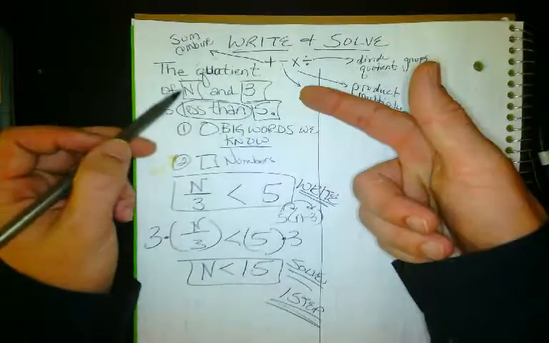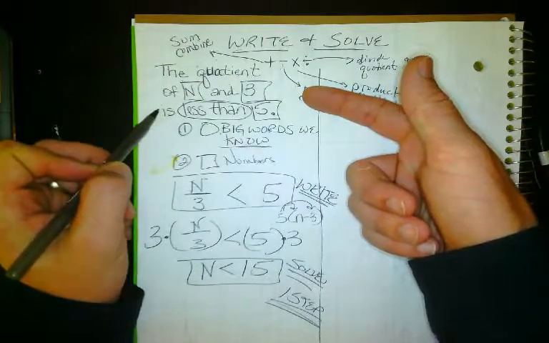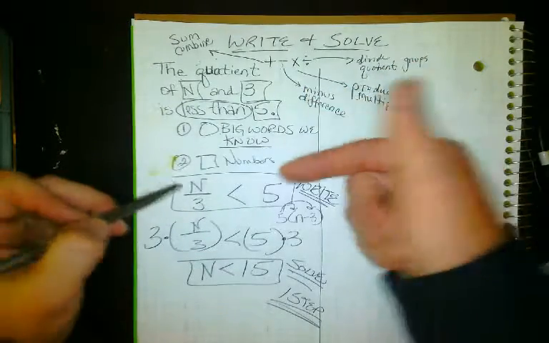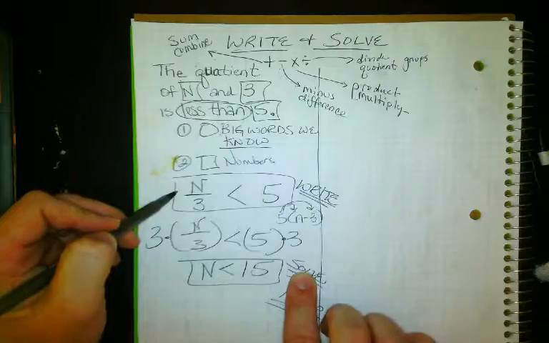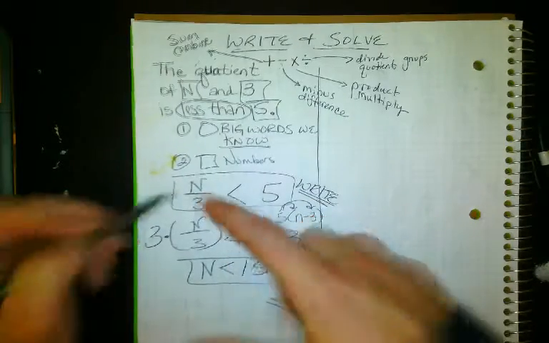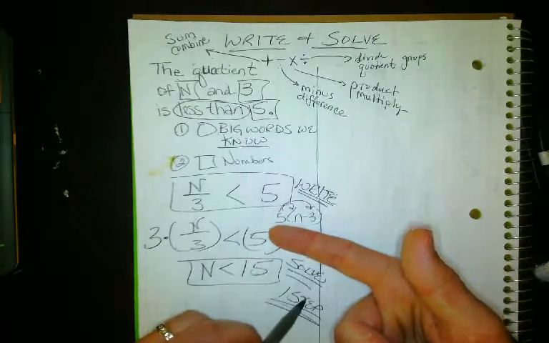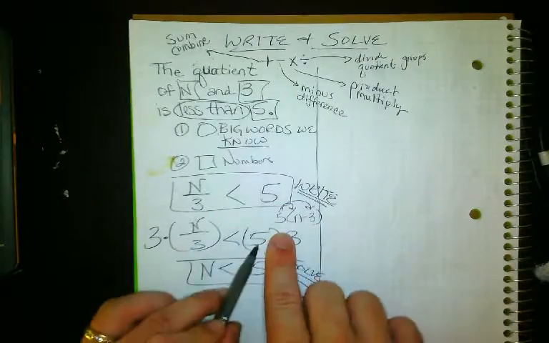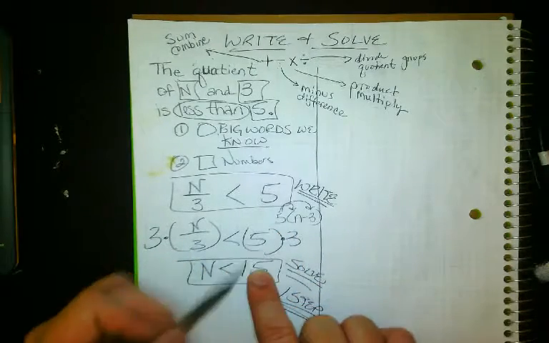We started here. The quotient of n and 3 is less than 5. The fellows over here helped write the equation. Alyssa said, okay, and now if we write the equation, we've got to solve it. So what's the opposite of divide by 3? Multiply by 3. We can solve this in one step. The only thing you need to do is multiply both sides by 3. 3 divided by 3 is 1n. 5 times 3 is 15.